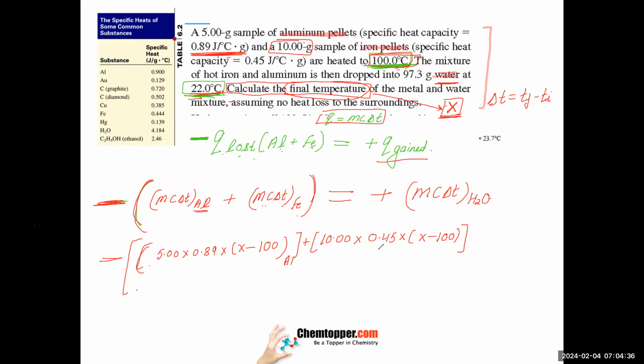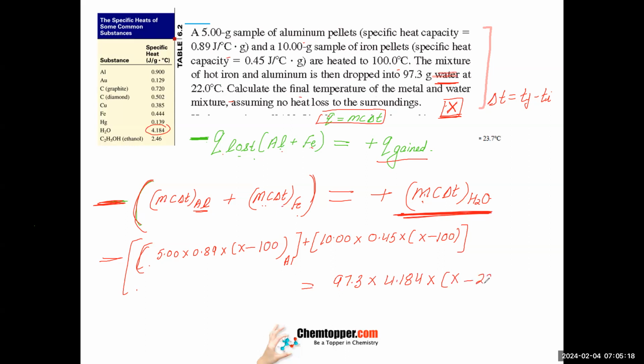Shriyan, correct yourself. What is M? For water. Now this is for water. What is M? M of water is 97.3 grams. Specific heat capacity of water will be given to you in the exam. Delta T of water. Delta T of water. X minus 22 this time. Yes.